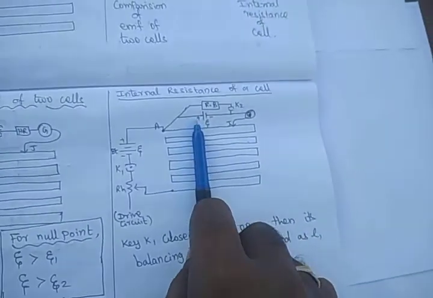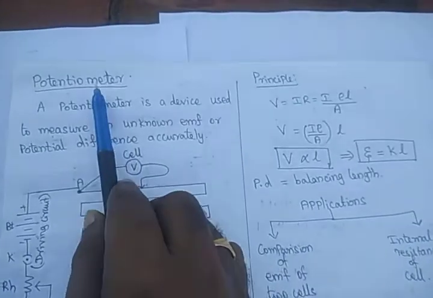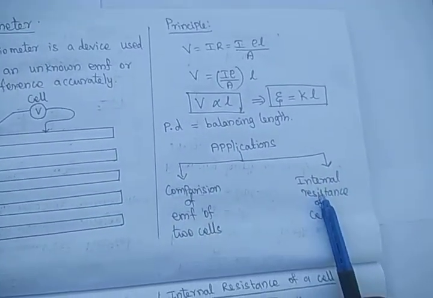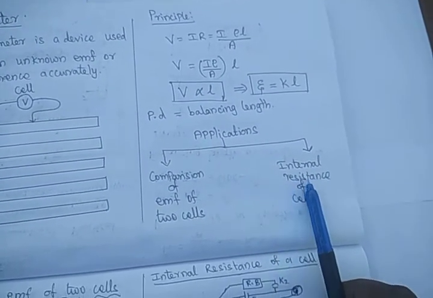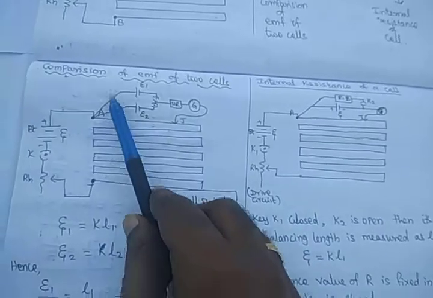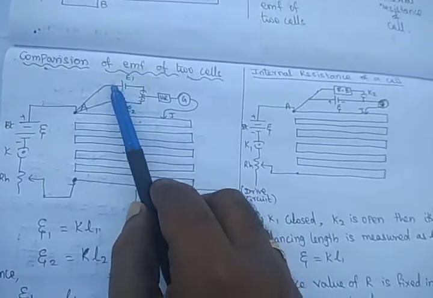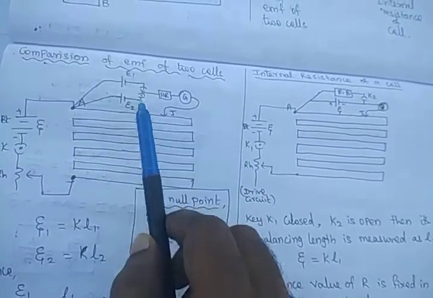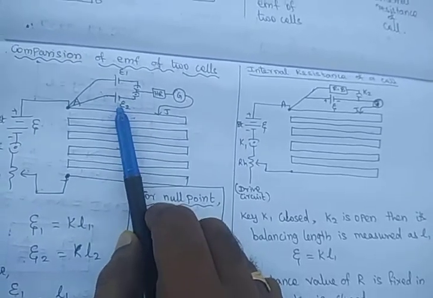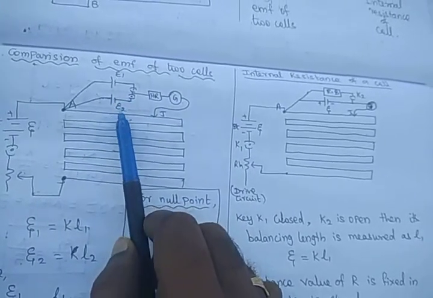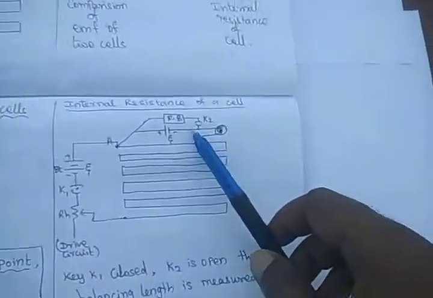So the next application for the potentiometer is internal resistance of the cell. To calculate the internal resistance of the cell, the same circuit, instead of E1 we have to connect the resistance boxes, and instead of E2 we are connecting a cell whose internal resistance is to be measured.